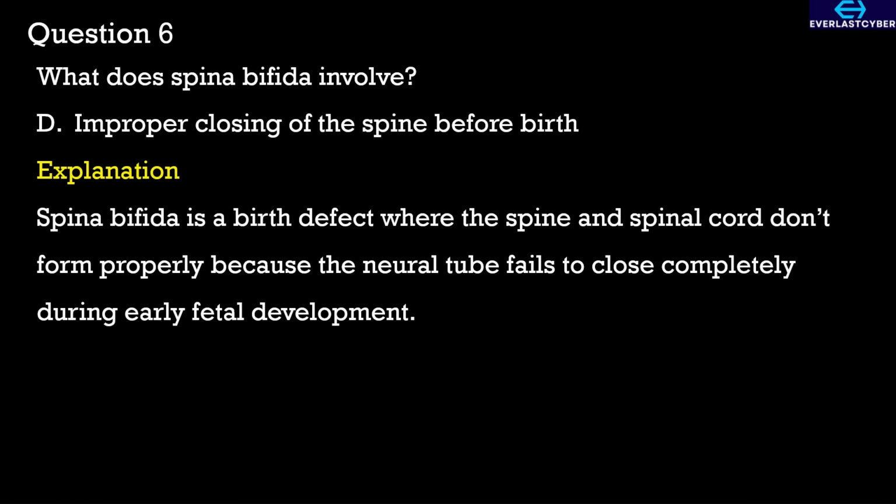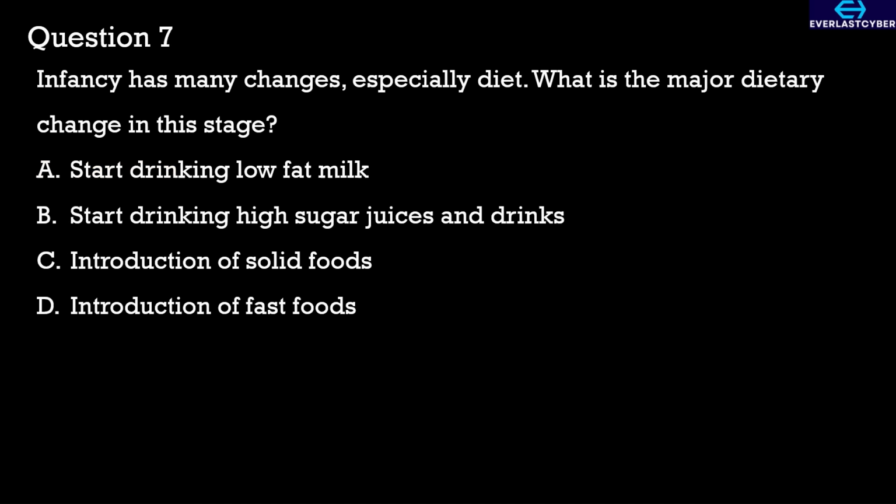Spina bifida is a birth defect where the spine and spinal cord do not form properly because the neural tube fails to close completely during early fetal development. That is why expecting mothers are advised to always take folic acid while pregnant, so that it can help to complete the fetal development by ensuring that the spine and the spinal cord form properly and close.